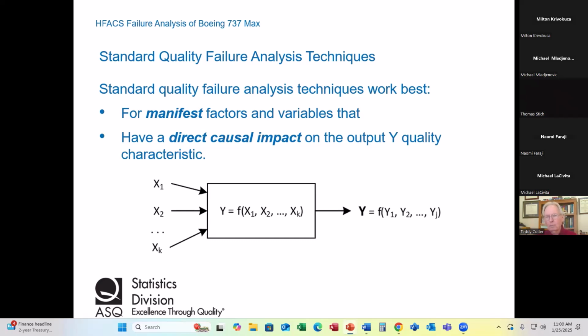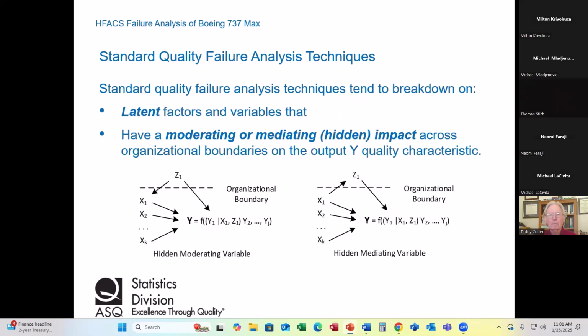So finally, the Y itself, notice it's bolded, recognizes that the customer receives a vector or a matrix of quality or functional performance characteristics that in some way resemble the behavior of how they want to use our products or services. So the key takeaway here is for quality, the previous quality failure analysis techniques, since they're human driven, really work best for manifest, direct causal impact input variables.